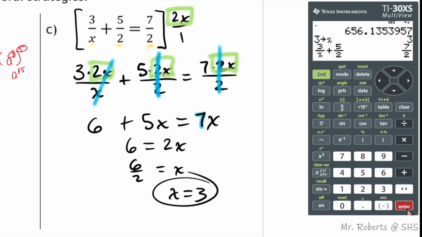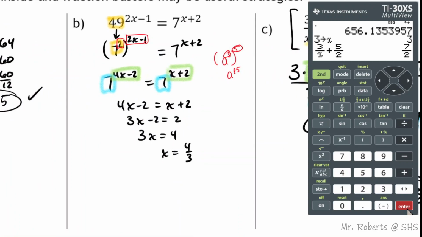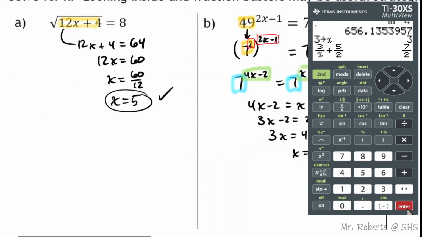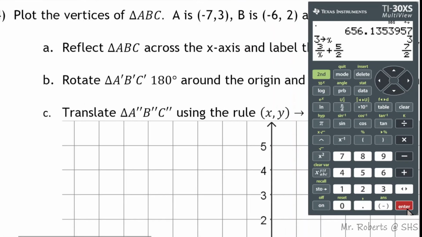What did we do there? That was fraction busters. We looked at our denominators, decided what to multiply by to get the fractions to go away. What was this? This is rewriting so that I had the same bases. And then once it's rewritten like that, I set the exponents equal and solve them. And this one right here, just looking inside. All right, let's move to the second page.